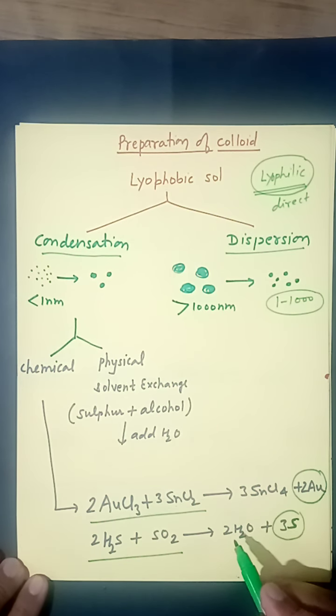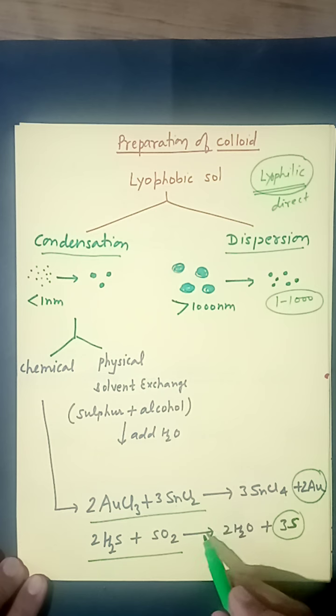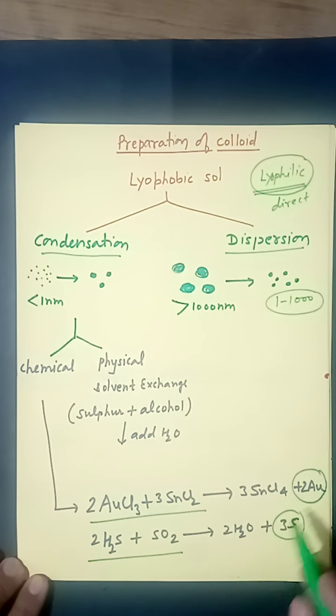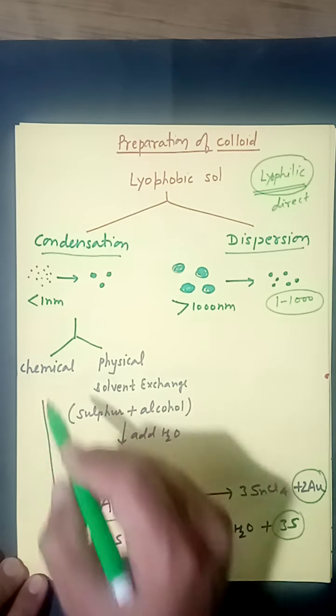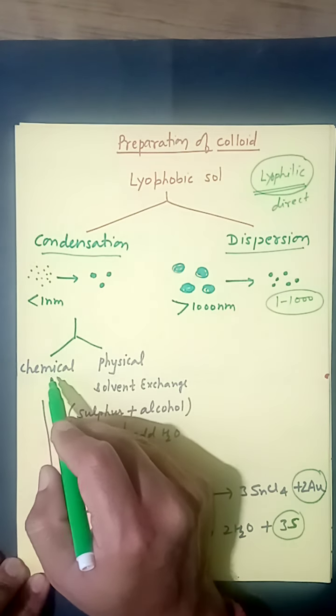So a few reactions are given in NCERT. You need to prepare these reactions. I repeat, you may have a direct question: how can you prepare colloidal sol of gold? How can you prepare colloidal sol of sulfur? And you need to write these chemical reactions. This is the first process in condensation.